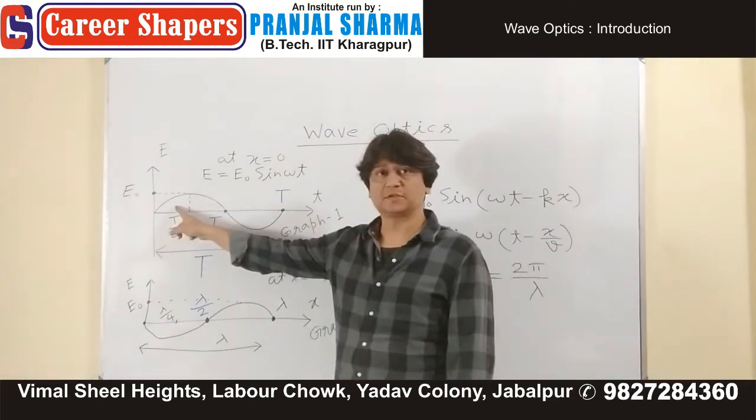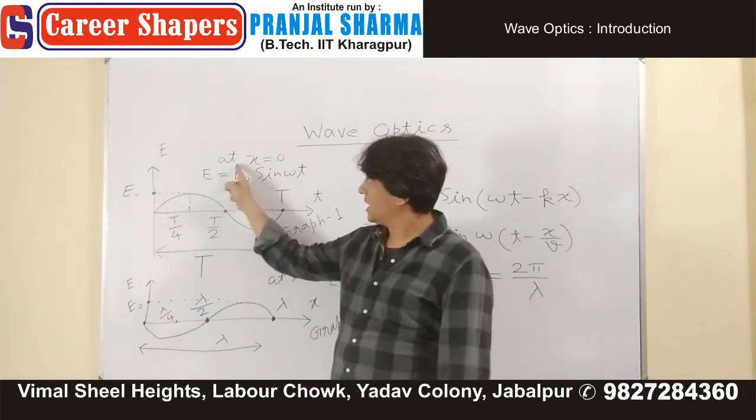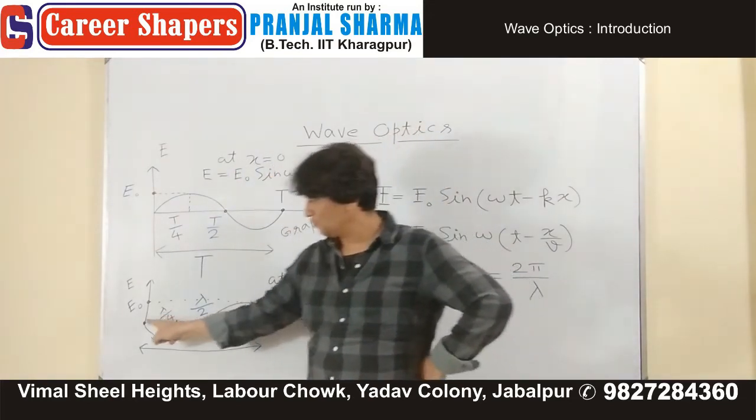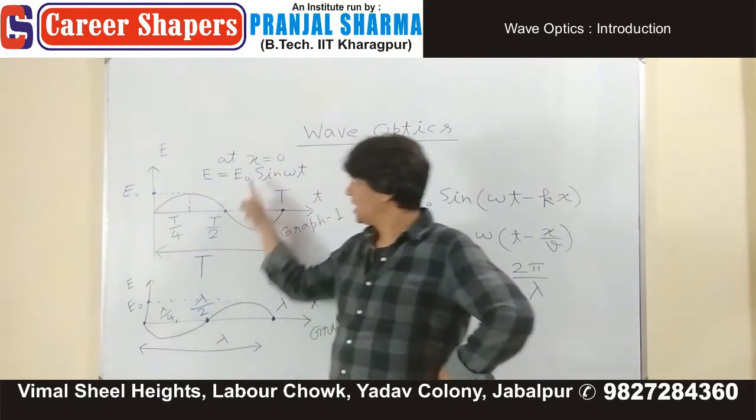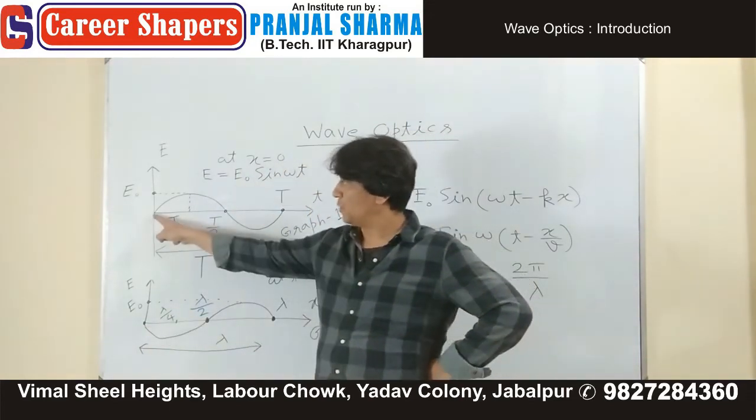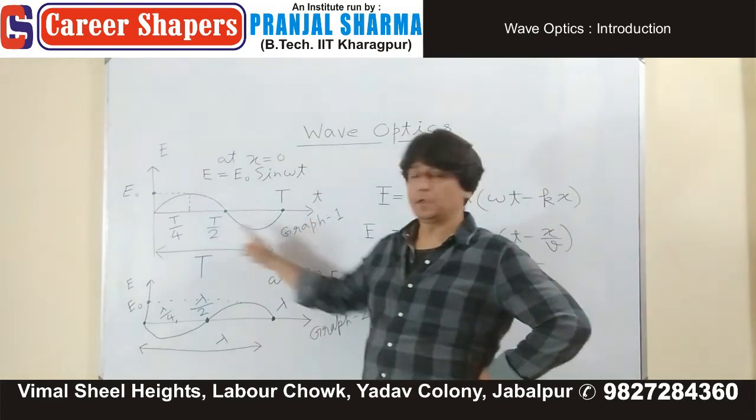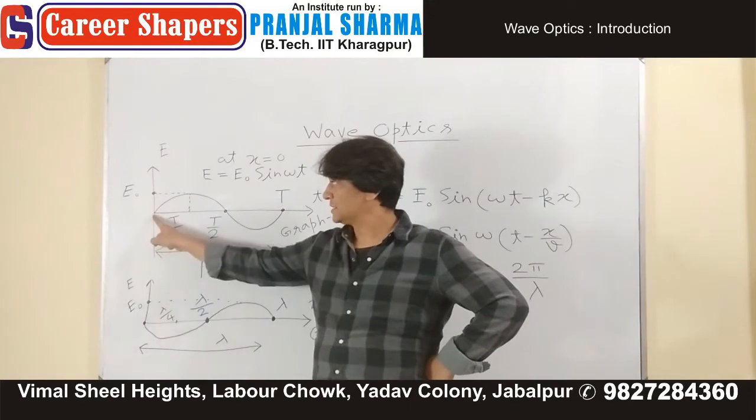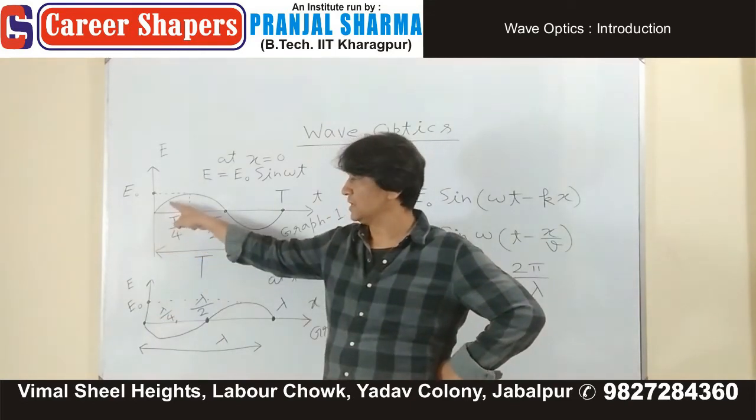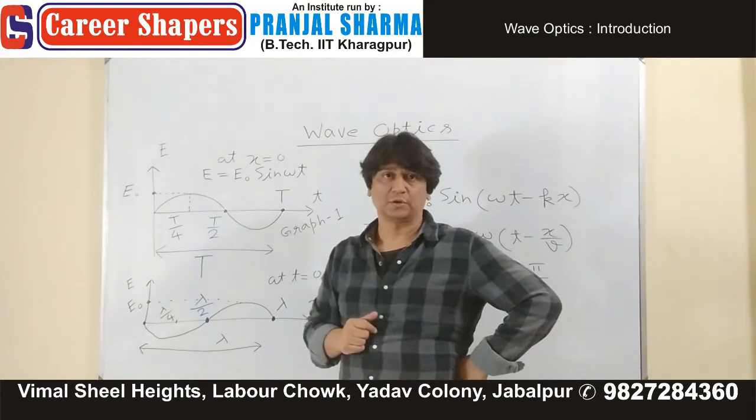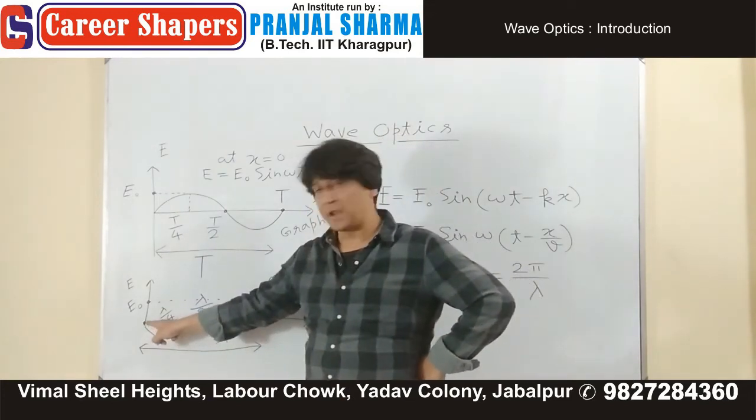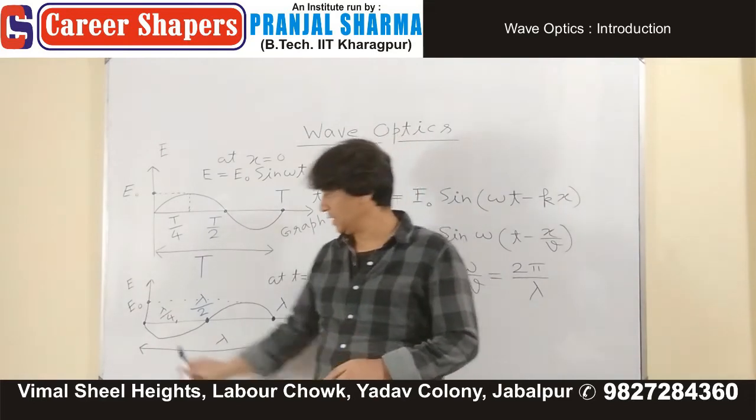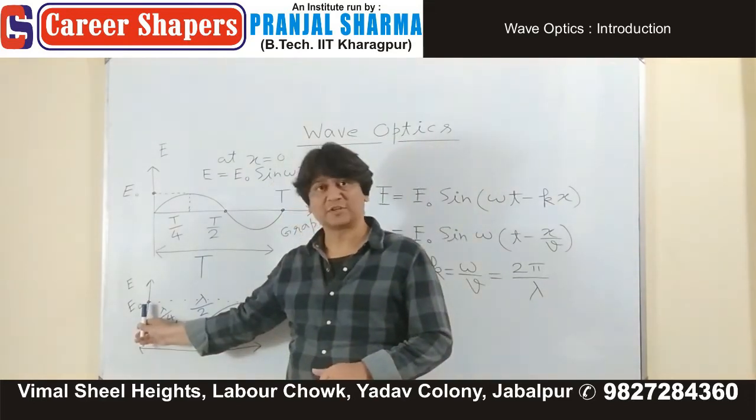Take help from this. At x equals 0, right here, when time is 0, what is electric field? 0. As time increases, electric field is in the positive direction. So at this place, if you look after some time, electric field will be in the positive direction.